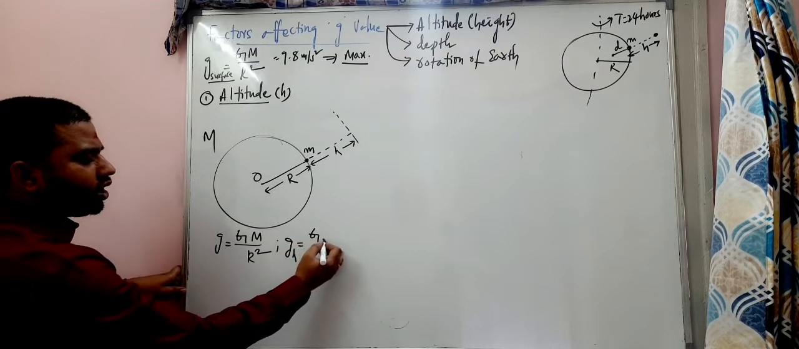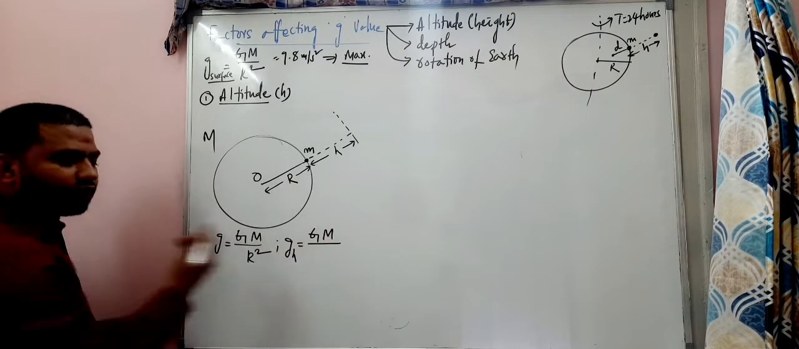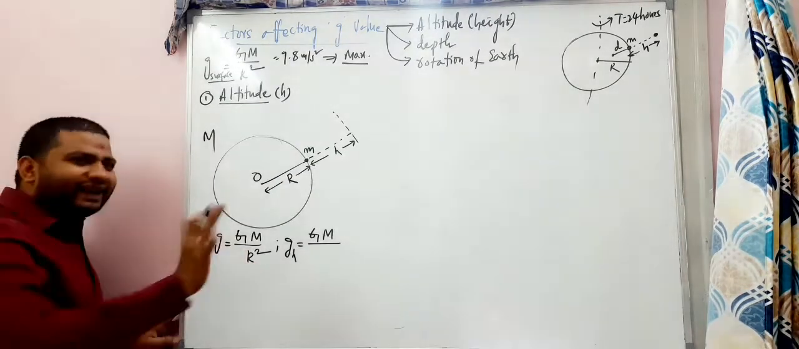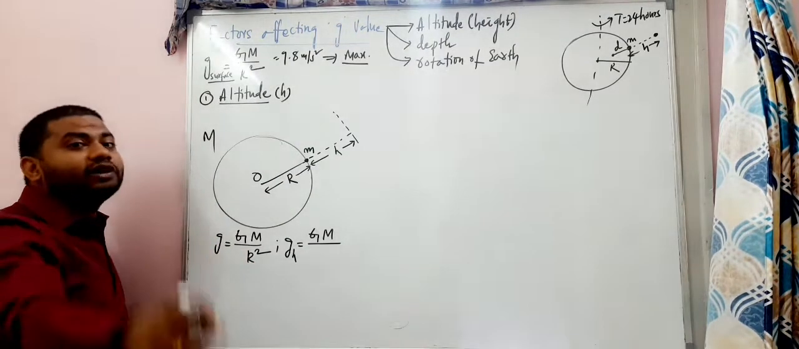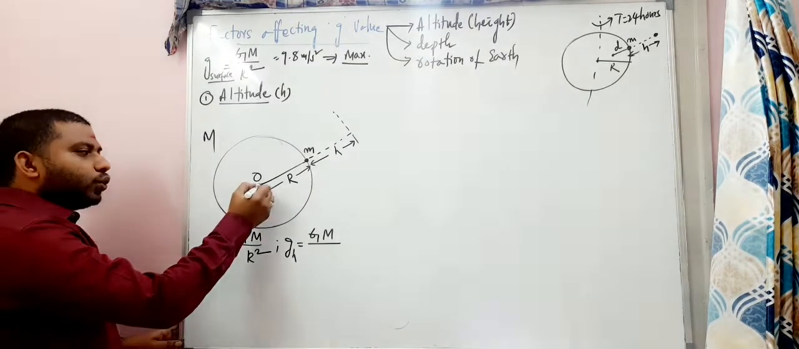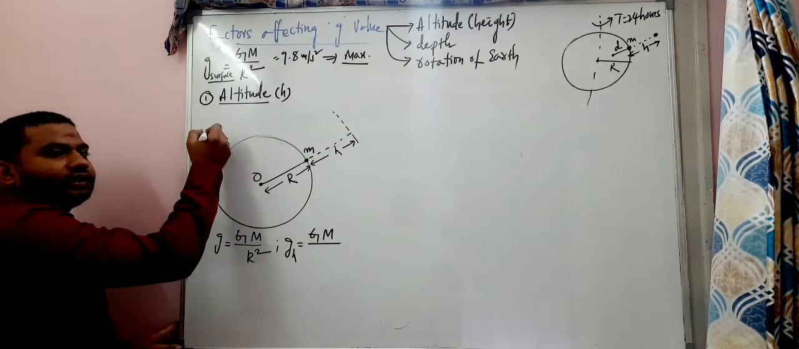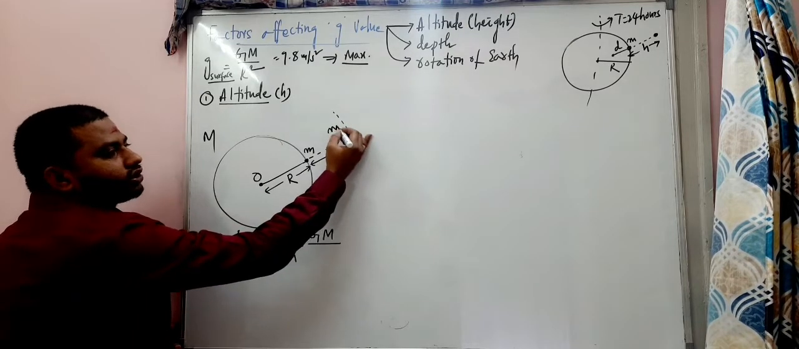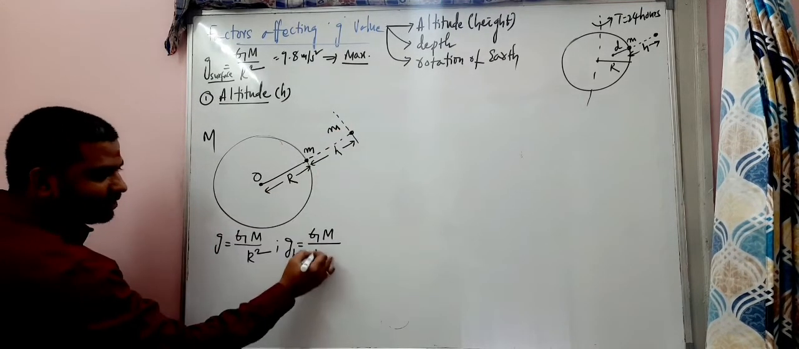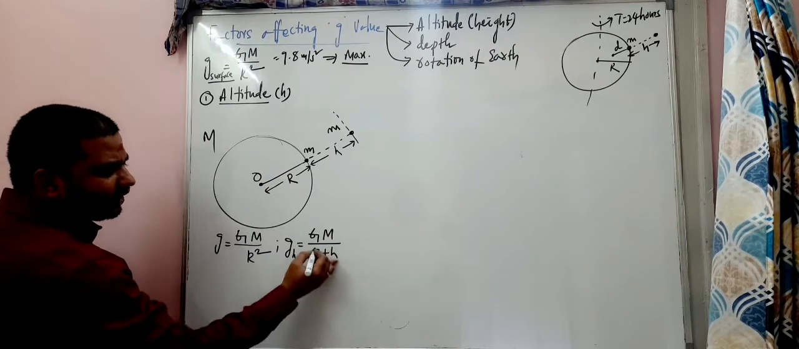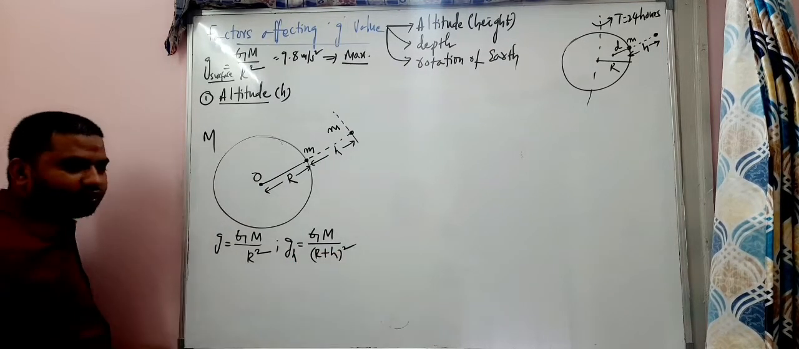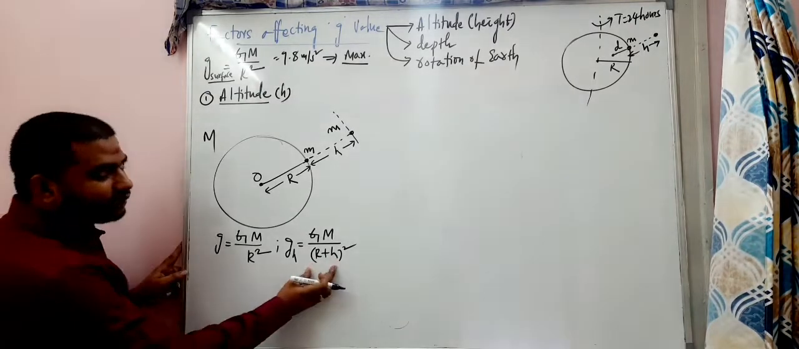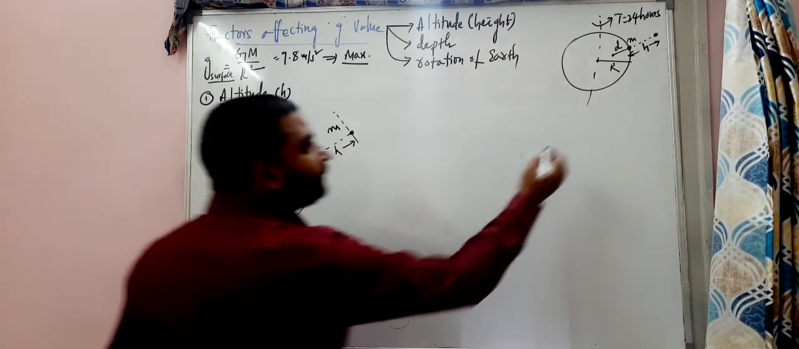So G into capital M, those are constants, divided by r squared. Here r is not actually the radius, it is the distance between the two masses. So one mass, whose capital M is concentrated here, and the other mass is here now. So the distance between the two masses is R plus h, whole squared. What is that? R plus h whole squared.